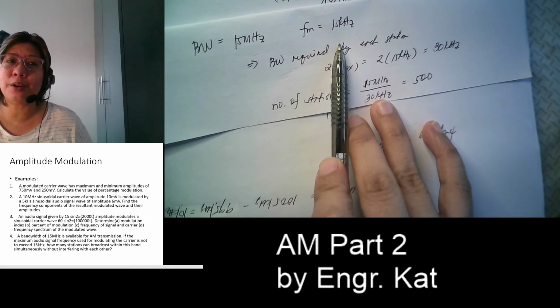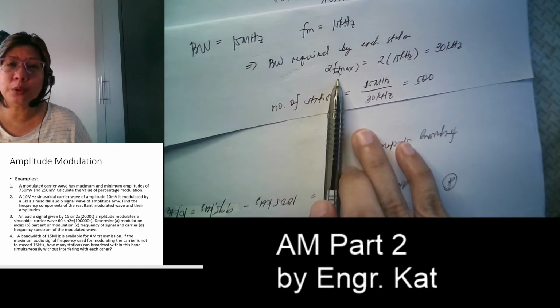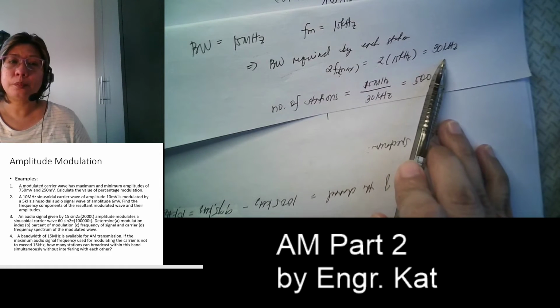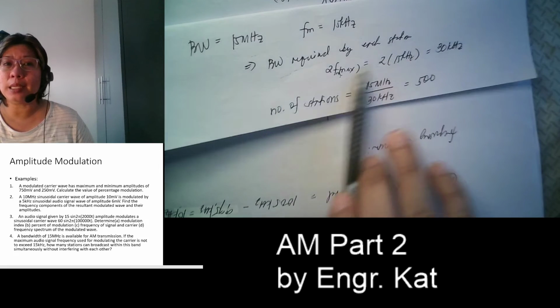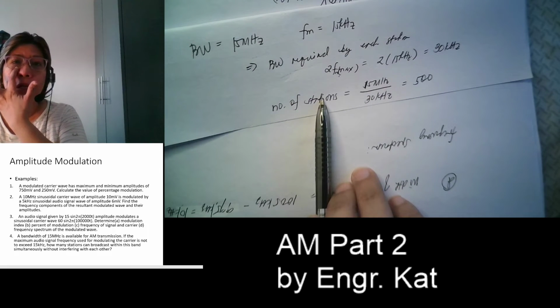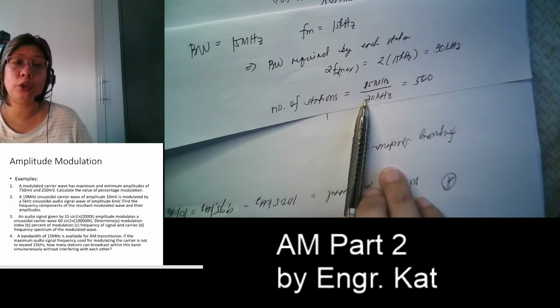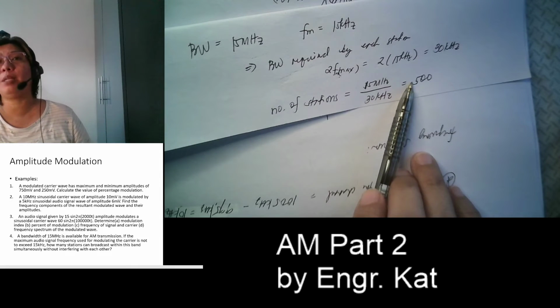So what is the required bandwidth? It is 2 times 15 kilohertz, which is equivalent to 30 kilohertz. The number of stations that can occupy the 15 megahertz bandwidth is simply 15 megahertz divided by 30 kilohertz, which is equivalent to 500 AM stations.